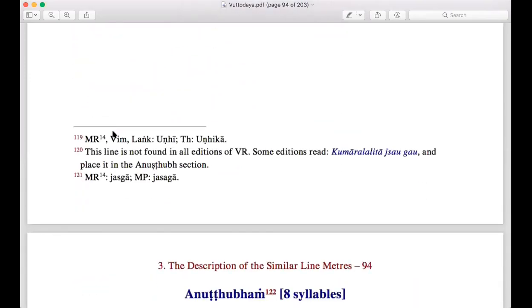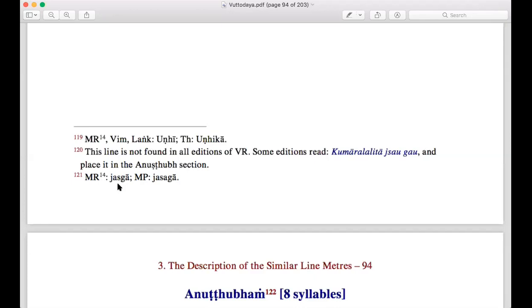So there are different readings, like Jaska and Jasaka. If we take those readings, the syllables will be different, right? It will become 8 syllables and 9 syllables. Yeah, so these are wrong. This should be considered wrong, right? Jasga or Jasaga cannot be there in the text.